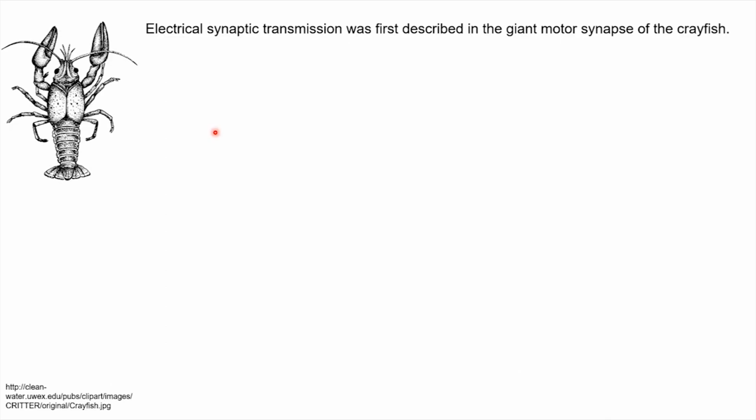As we have already seen a few times in this course, many important discoveries in neuroscience have been made in a variety of model organisms. The discovery of electrical synapses was made in this sea organism, the crayfish. And one of the reasons that people have been looking at crayfishes is that they have a reasonably complex motor neuron system, but these motor neurons are big in size and they are easy to record from.